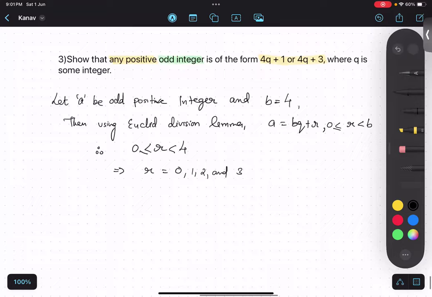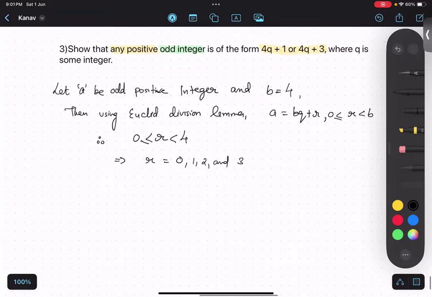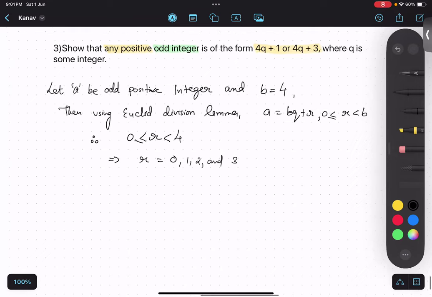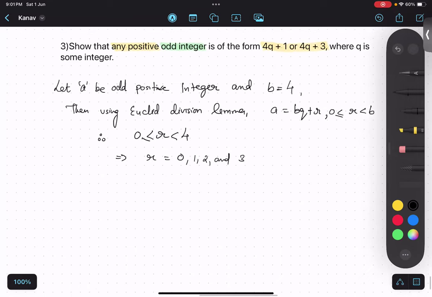Is that clear? Sir, why did 2 come? Sorry, why did 2 come over there? 2 is not mentioned. We have to prove that. I'll show you. So there are 4 cases.